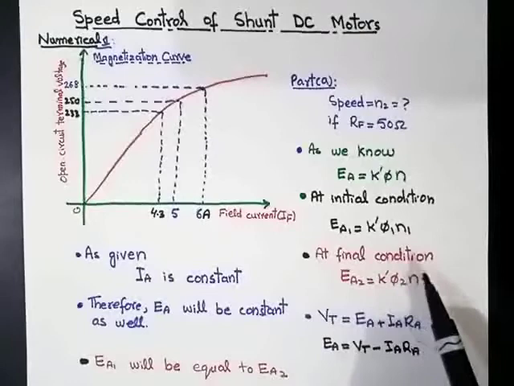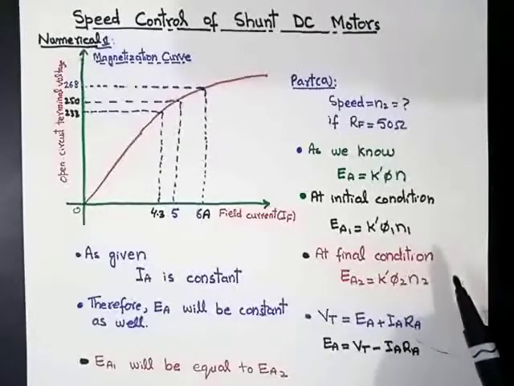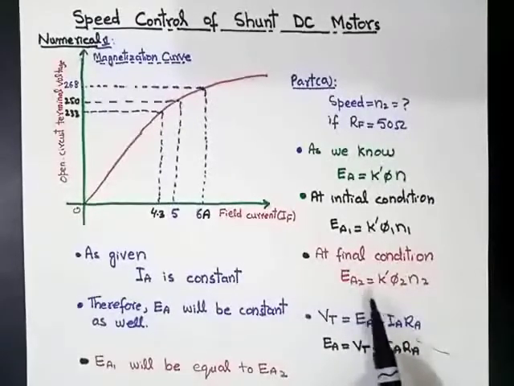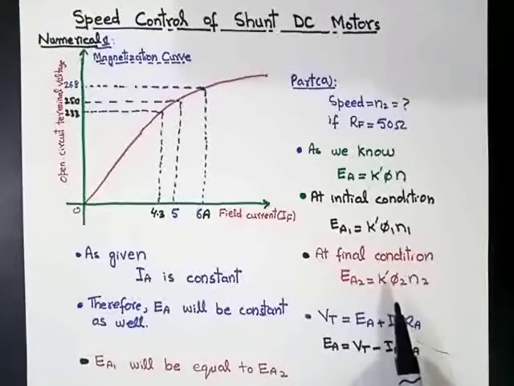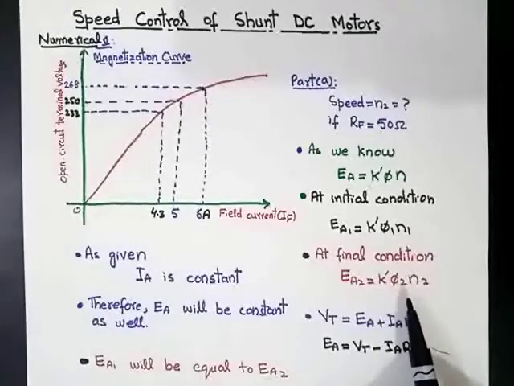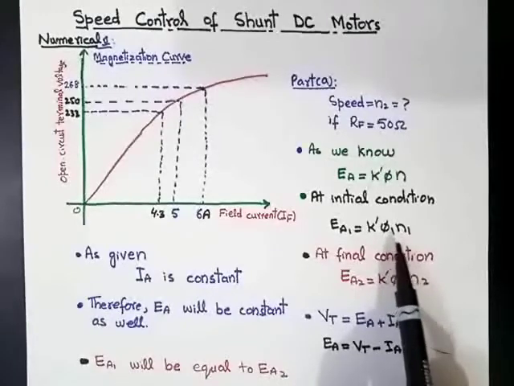At the final condition, when RF is equal to 50 ohm, the formula of the internal generated voltage will be EA2 is equal to K dash flux 2 into N2. Flux 2 is the flux corresponding to RF equal to 50 ohm. This is the flux when the field resistance is equal to 41.67 ohm.